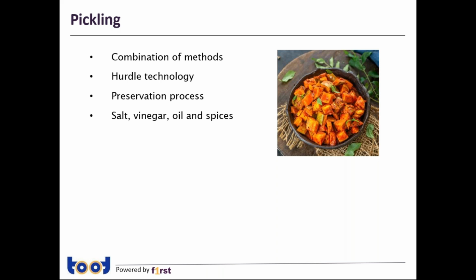So pickling in general is employed because it actually extends the shelf life of a particular matrix. It can be a vegetable, it can be a fruit, it can be a meat product, right? So anything and everything can be pickled, right? In general, it started to extend the shelf life of a particular food product. But it's not just about extending the shelf life of the product, it also involves making it a more edible form. Right? That's the important aspect of pickles.